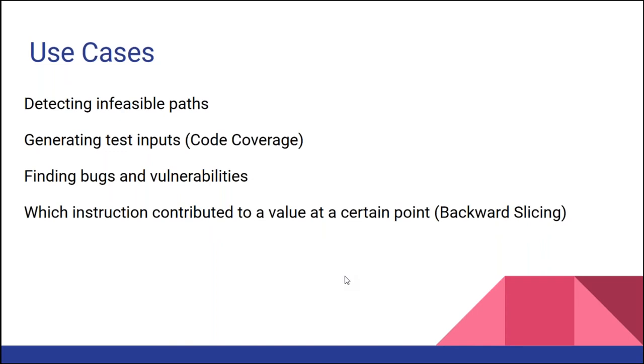However, in this presentation, the application of symbolic code execution we will be focusing on is backward slicing. We will discuss in detail what it is later, but briefly for now, program slicing is used to find which set of instructions contribute to a value at a certain point in the execution of a program.